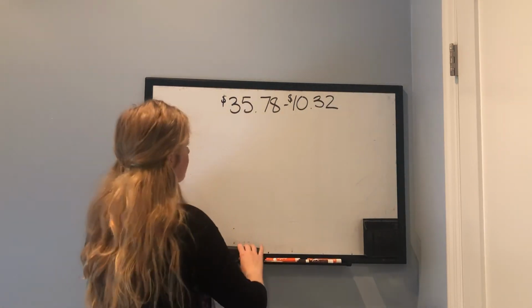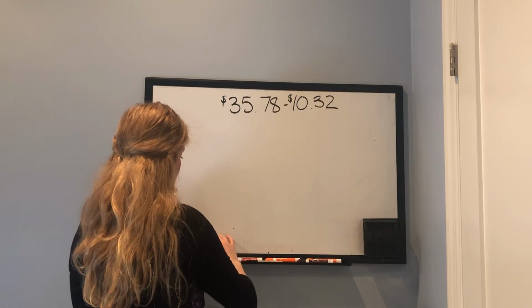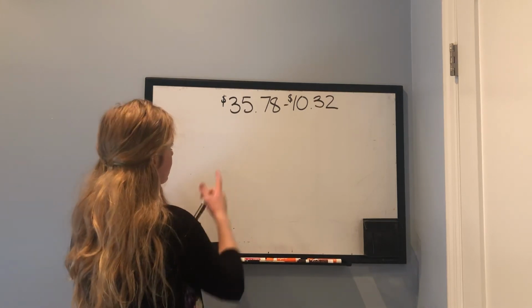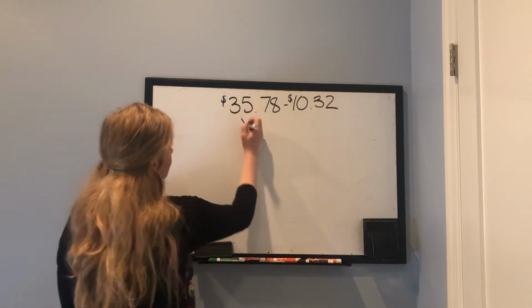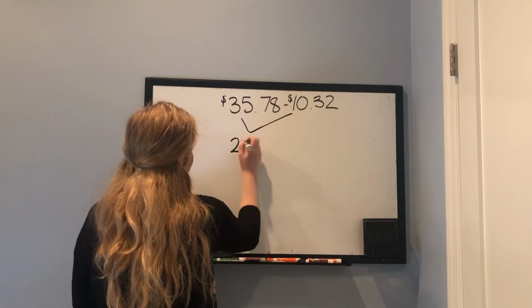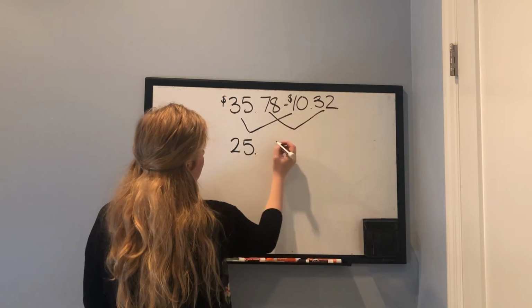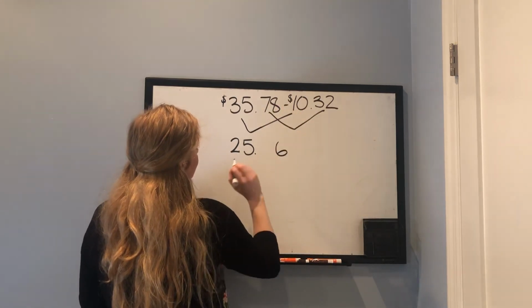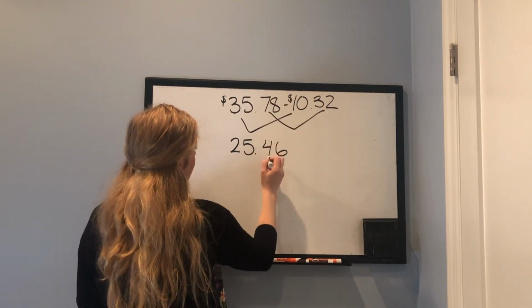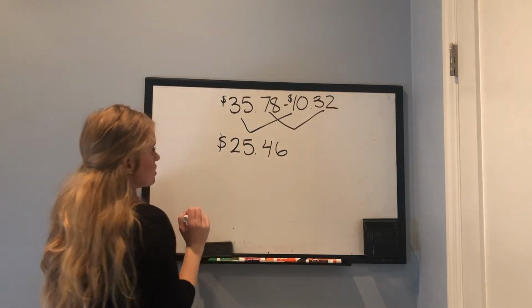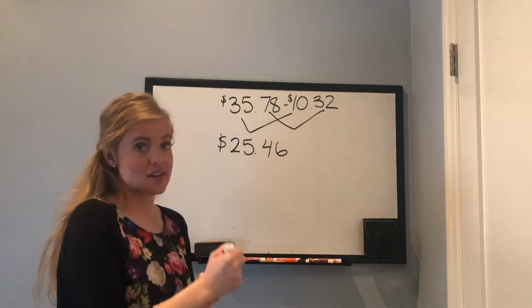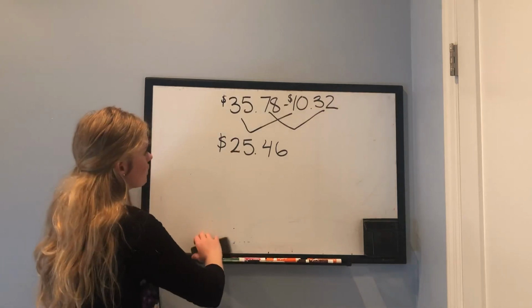Okay, so we would do first the dollars. So 35 minus 10 is 25. 78 minus 32, 8 minus 2 is 6, 7 minus 3 is 4. So our answer would be 25.46. Okay, so that's a good candidate for that.